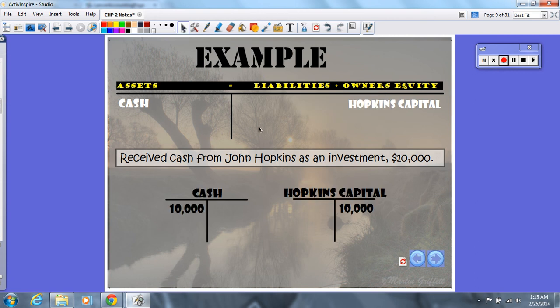So because of where they're located on the accounting equation, this is how it will look. Cash has increased $10,000 on the left-hand side. Hopkins capital is increased $10,000 on the right-hand side. Okay, makes sense. Cash is on the left, Hopkins capital is on the right. The increases are on the same sides as they are found on the accounting equation. Okay, copy this in your notes.